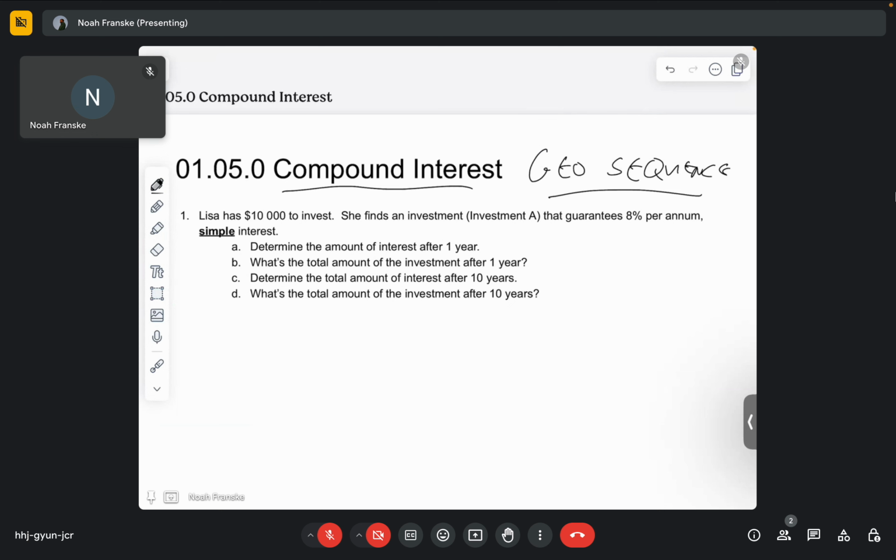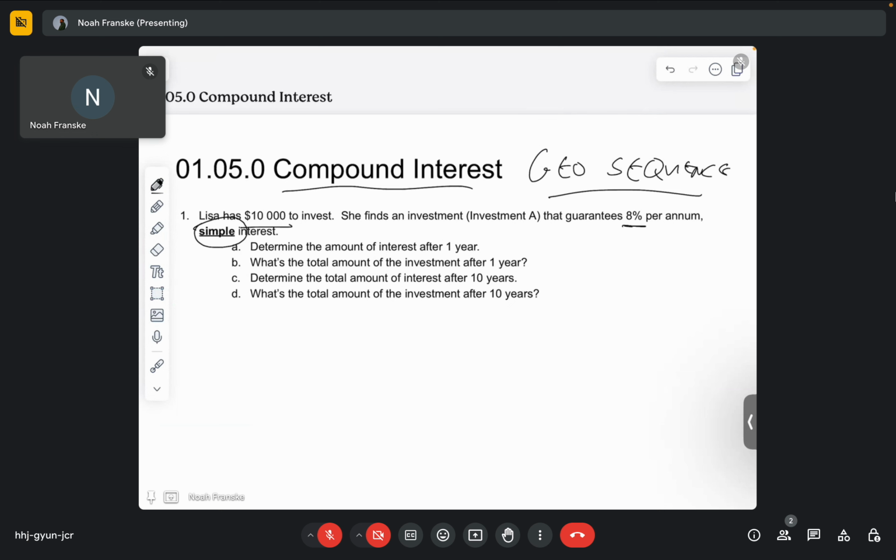So we got Lisa here. She's got $10,000. She finds an investment, this is investment A, that guarantees 8% annually, and this is simple interest. So we've talked about simple interest before. Simple interest only is based on the original investment. It is not involved with future amounts of money. So pretty easy to calculate.